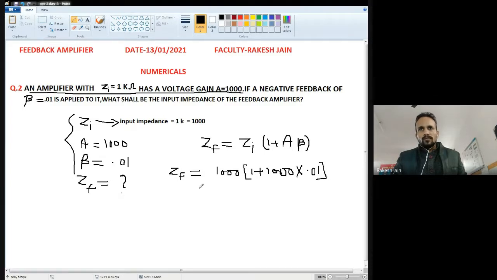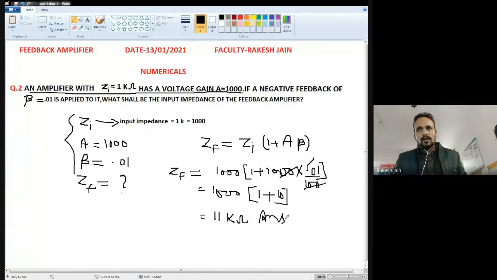Okay. So now when we solve this, the decimal point will be removed, and 100 will be in the divided term. Very simple mathematics. The zeros will cancel out, and only 1 plus 10 will remain. So 1000 multiplied by 1 plus 10, which equals 11. So that is 11,000 ohm, or we can say 11 kilo ohm. This will be your answer.